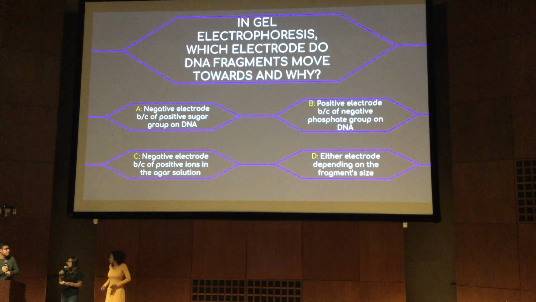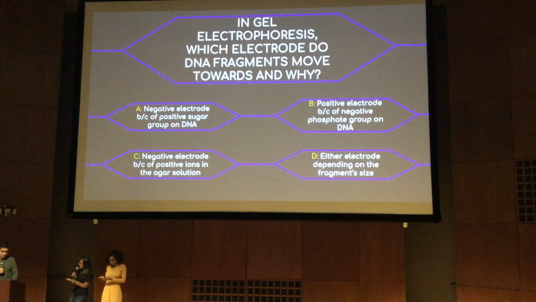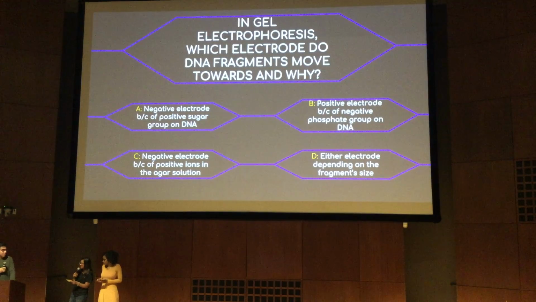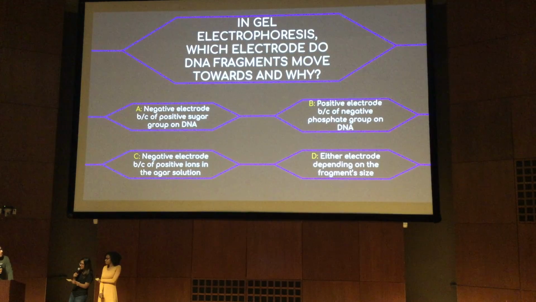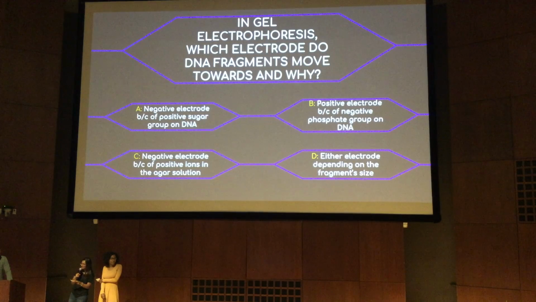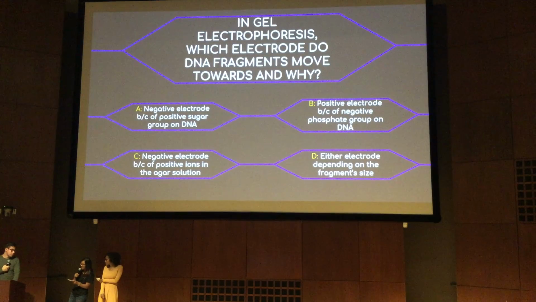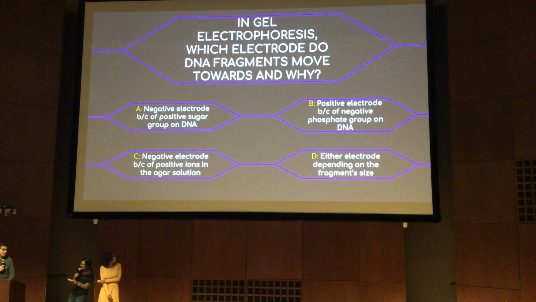Okay, so moving on to our next question. In gel electrophoresis, which electrode do DNA fragments move towards and why? A, the negative electrode because of positive sugar group on DNA. B, the positive electrode because of the negative phosphate group on DNA. C, the negative electrode because of positive ions in the sugar solution. D, either electrode depending on the fragment size.